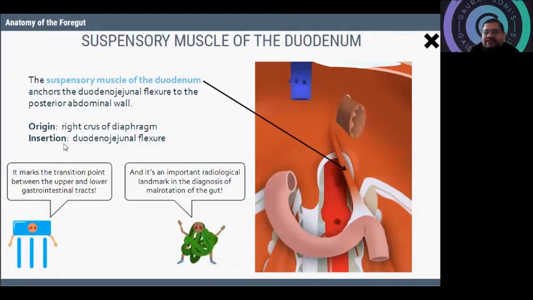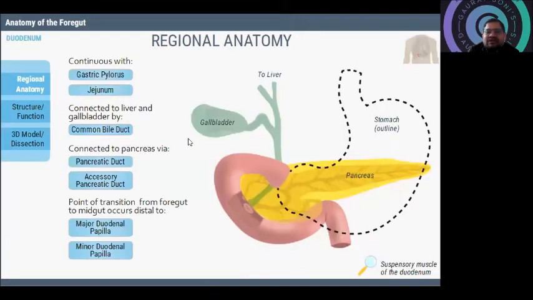Origin is the right crus of the diaphragm. Insertion is in the duodenojejunal flexure. It marks a transition point between the upper and lower gastrointestinal tract. Very important, very frequently asked in viva. It is also an important radiological point in the diagnosis of malabsorption of the gut. So remember this suspensory muscle of the duodenum.